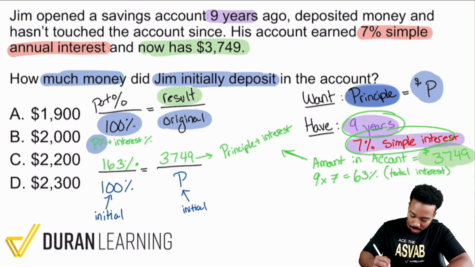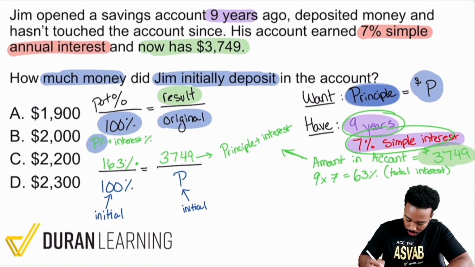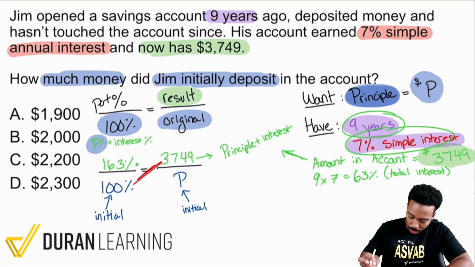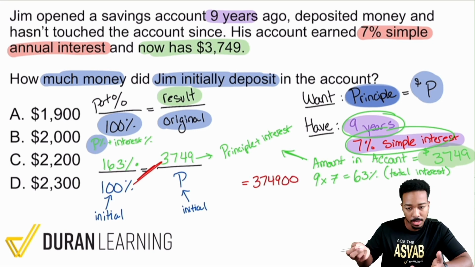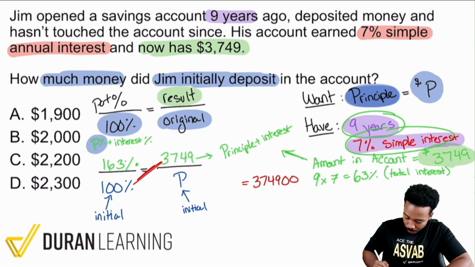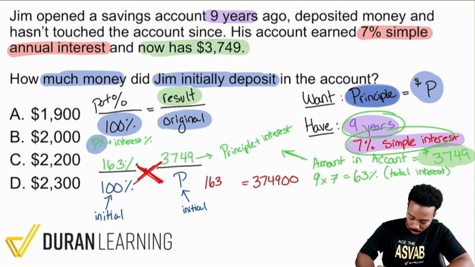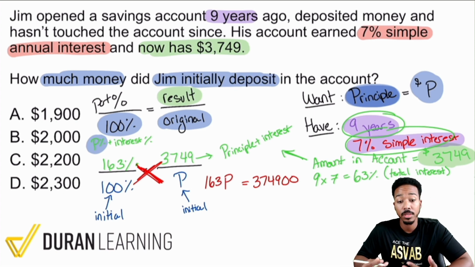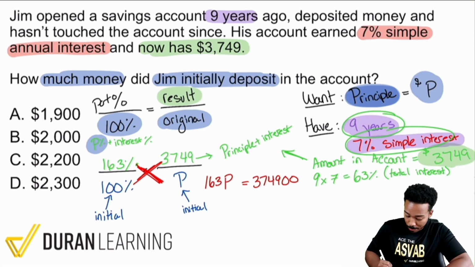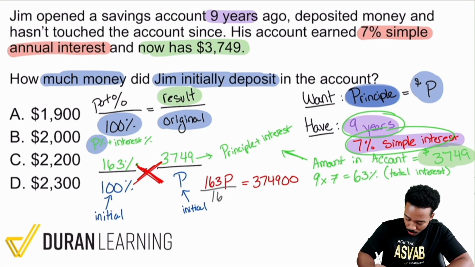We're going to go ahead and cross multiply and divide, and we're done. So we can take a look at this and say, hey, 100 times 3749, that'll end up being 374900, because anything times 100, you just put 2 zeros at the end. And over here, we're going to have 163 times P, so 163P. So all we have to do now is divide both sides by 163, and we're done. 163, 163, booyah.